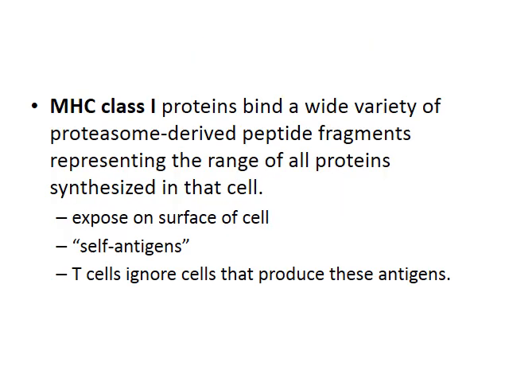So MHC class 1 will bind a wide variety of proteasome-derived peptide fragments. What this means is, as your cells are making proteins, they're going to break a few of these up, put them on the surface of the cell, and say, hey, look, this is what I'm making. Is this normal? If the T cell sees it, it's going to be like, oh, yeah, this is fine. This is just alcohol dehydrogenase. You're good to go.